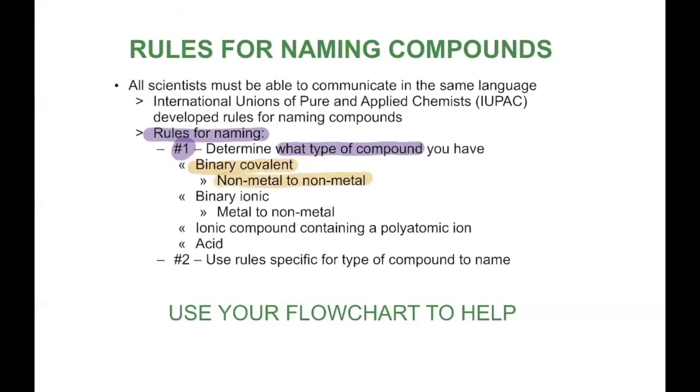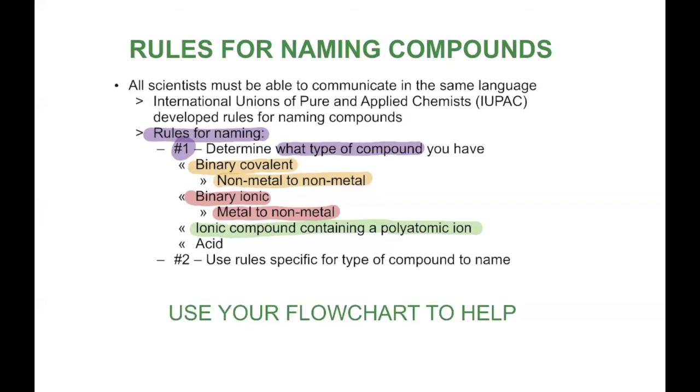The second example is binary ionic, and this is when we have a metal bound to a nonmetal. So it's the same as the ionic compound we talked about earlier. Thirdly, we have an ionic compound that has a polyatomic ion. Remember, I just showed you the table of polyatomic ions. We're going to be able to use those polyatomic ions when we're making molecules.